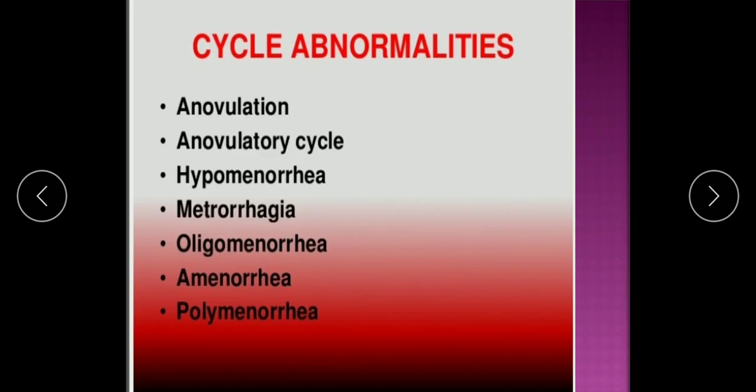Cycle abnormalities: anovulation or anovulatory cycles, hypomenorrhea, metrorrhagia, oligomenorrhea, amenorrhea and polymenorrhea. These are the abnormalities of the reproductive or menstrual cycle.